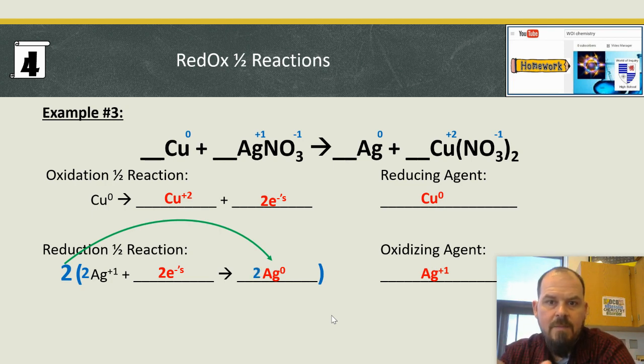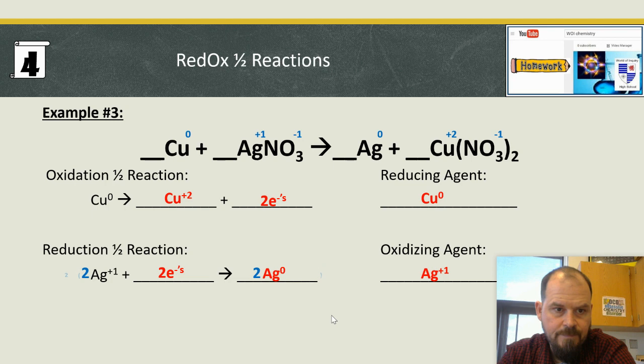Ag0. And then upstairs, I got to make that happen. I need a 2 in front of the Ag +1, so that's a 2 here. I need a 2 in front of the Ag0, that goes here. And that's it, it's balanced. The coefficients are 1 on the other side, but now my 2 electrons lost equal my 2 electrons gained because I multiplied that half reaction by 2.